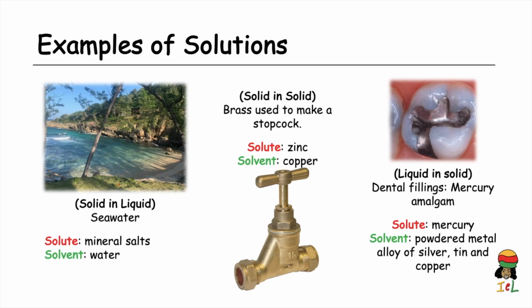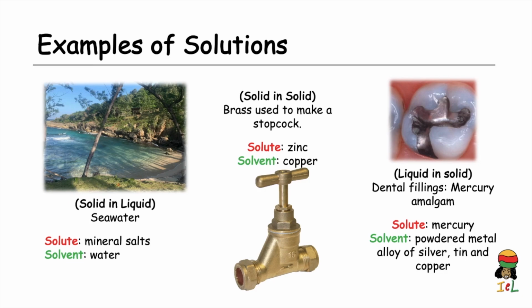Finally, we have the liquid in solid solution, for which a common example is dental fillings made from a mercury amalgam. Dental fillings or dental amalgam is sometimes called silver filling because of the silver color. However, we should avoid using that term because it does not accurately indicate the composition of the mixture or the solution. Dental amalgams consist of the solute, mercury, and the solvent is a powdered alloy of silver, tin, and copper.